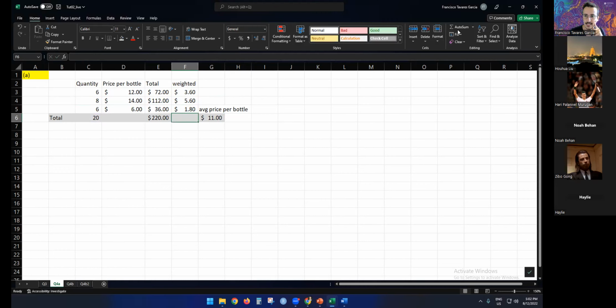And if we add, look what we get, $11, which means the 8 bottles that cost me $14 are giving a bigger contribution to the price. The 6 that cost 12, quite a contribution, and the 6 that cost 6, not so much. But adding them all together, it's 11. Just another way of doing it. I wanted to show you guys how to do it in Excel.